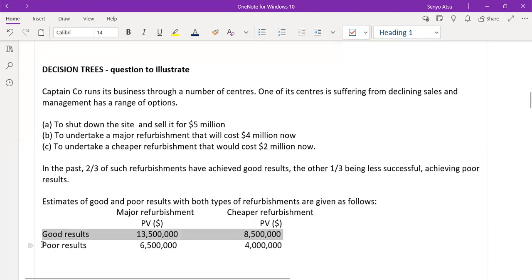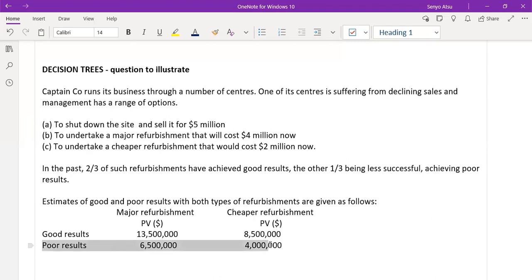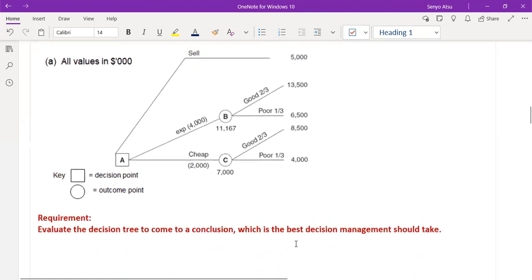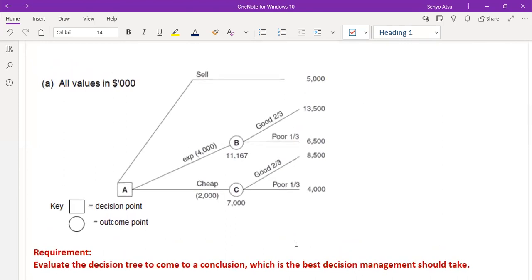Or we should do the major refurbishment, or the cheaper refurbishment, which could bring about poor results that will give us this or that. These numbers are all put together in a tree. You can understand why it's called a tree. Branches all around it. So a decision tree starts with a decision, a square node. All the branches around the tree are telling you the decisions, the choices you have to make.